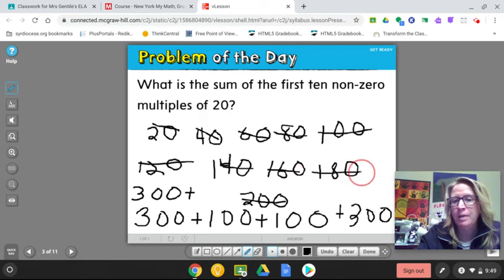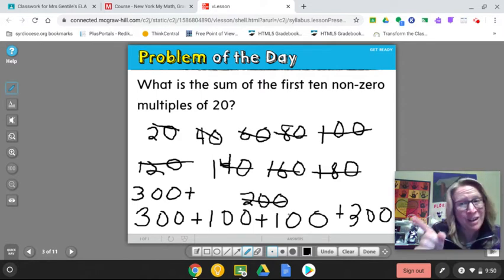Okay. So I'm adding 300 plus 300 plus 100 plus 100 plus 300. Well, I can skip count. 300, 600, 900. 900 plus 100 is 1000. But what's another way to say 1000?